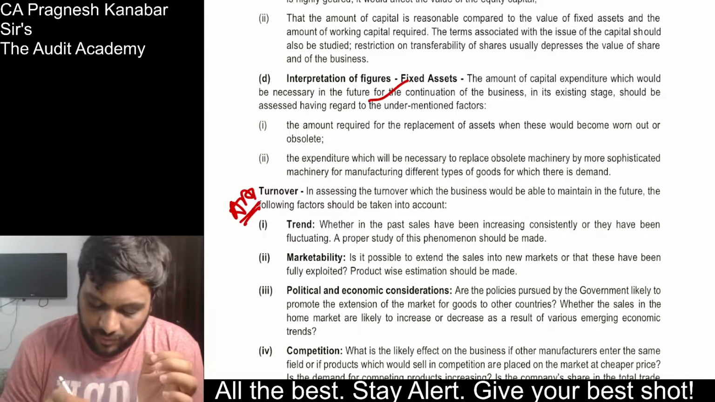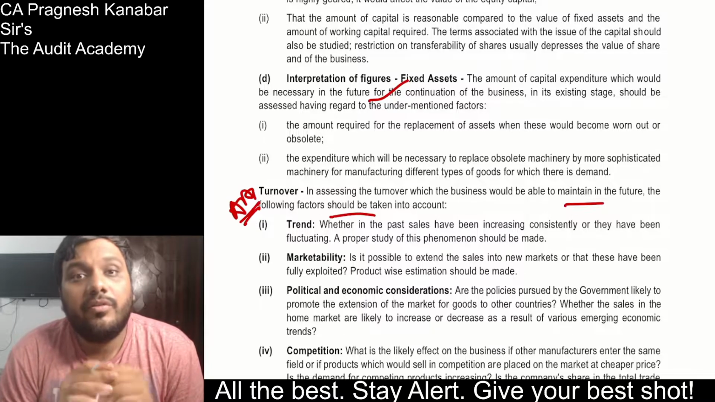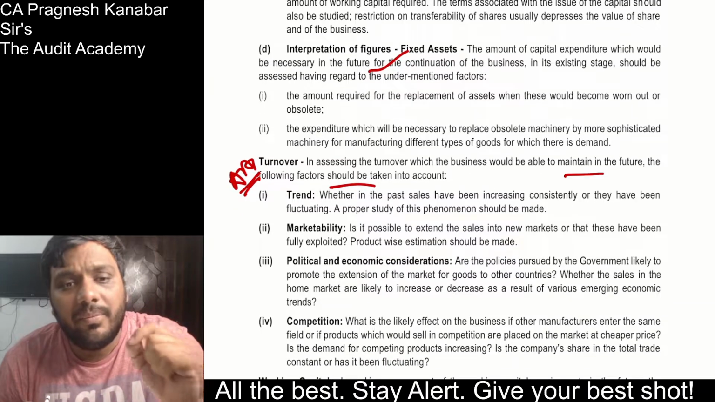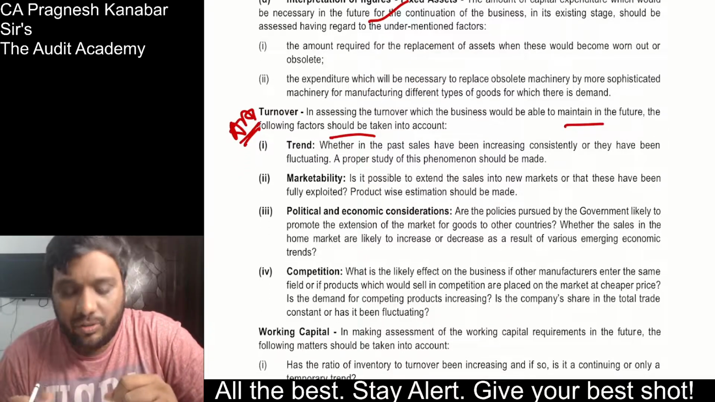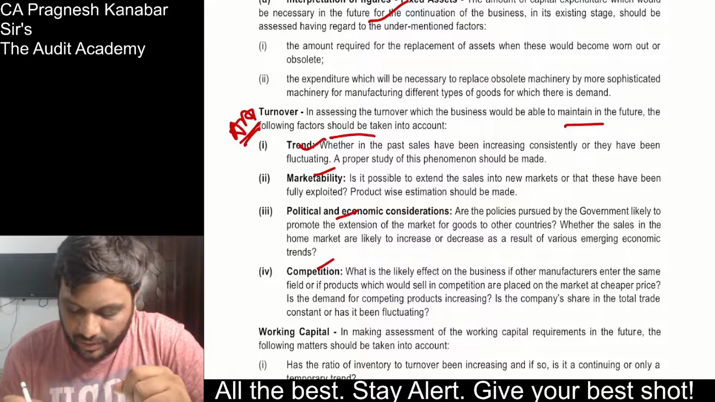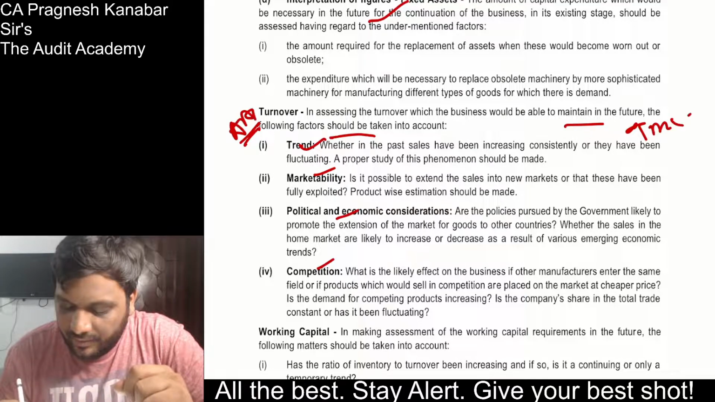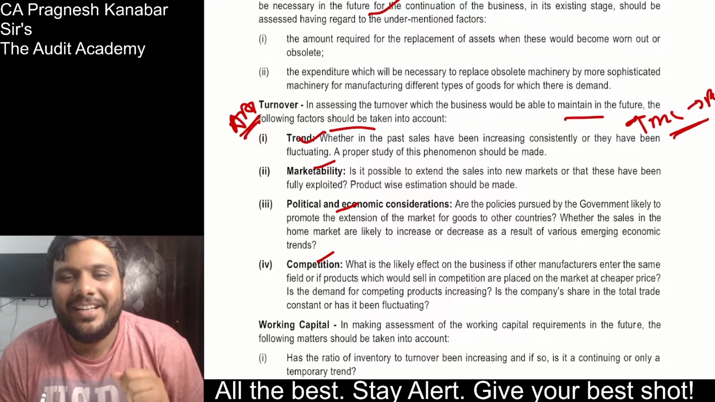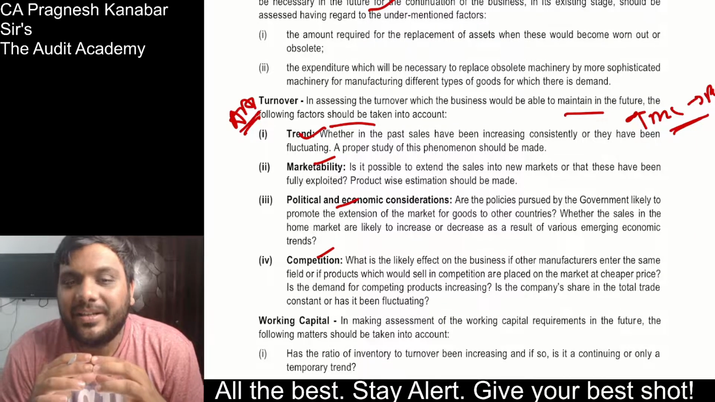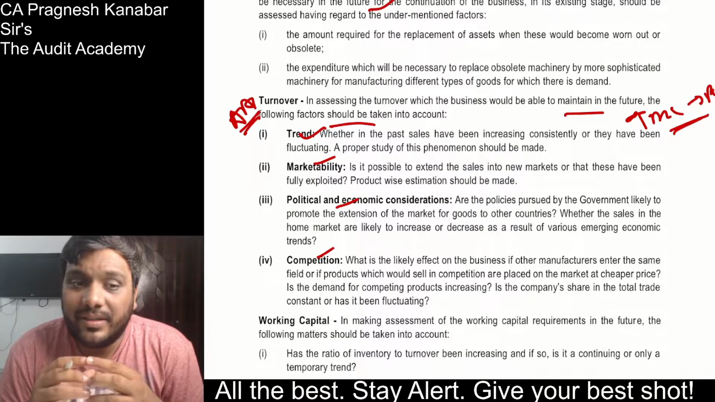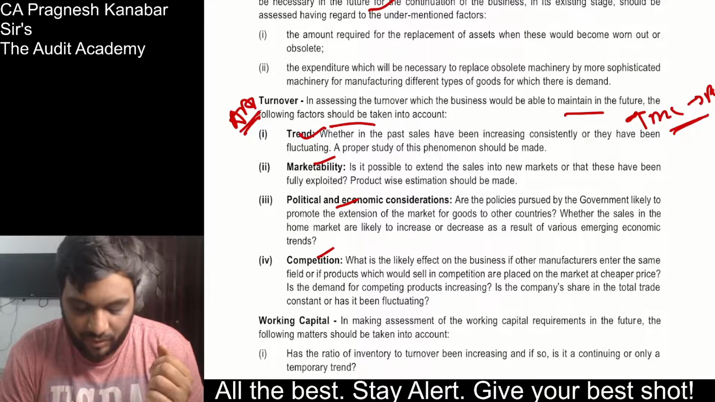So in assessing future maintainable turnover, whether turnover will actually be maintained in future or not, what are the points to be considered? Trend, marketability, competition and political. So TMC is political. Alright, TMC, Trinamool Congress, is political. So trend analysis, marketability, competition, and political and economic considerations. These things decide whether the turnover will actually be maintained in the future or not.